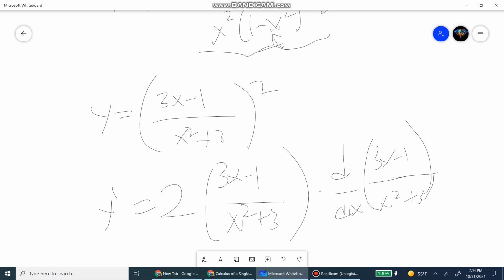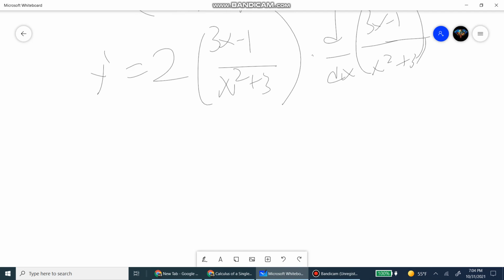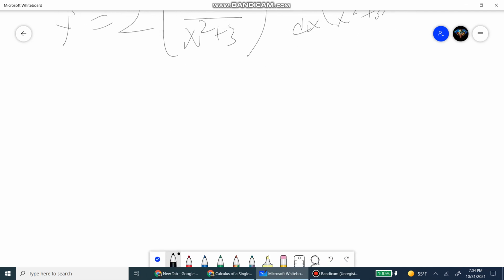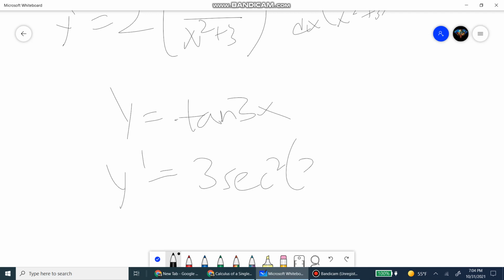Okay, now for some trig ones. Trig ones are also pretty simple. The outer function, usually trig, I'll show you an example. If you have y equals tan 3x, the derivative becomes 3 times the derivative of tan. The derivative of tan is secant squared. So it's secant squared 3x. So the derivative is 3 secant squared 3x.